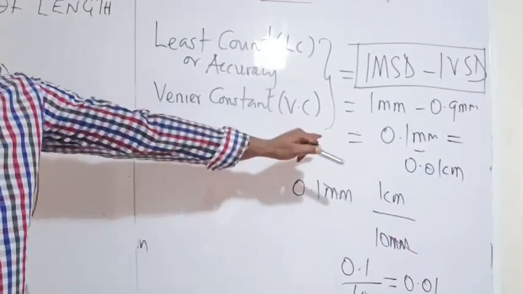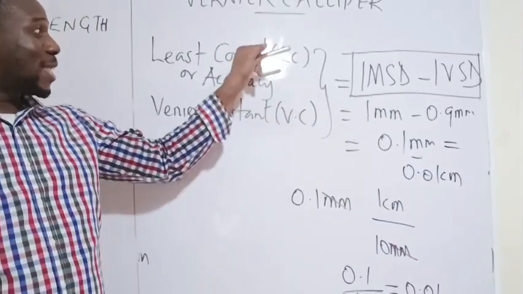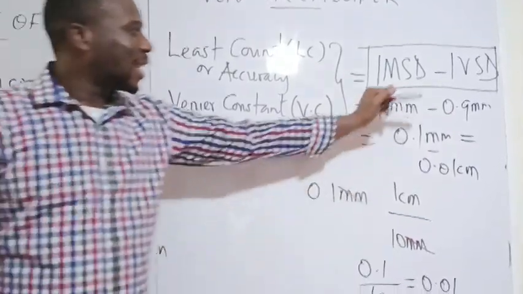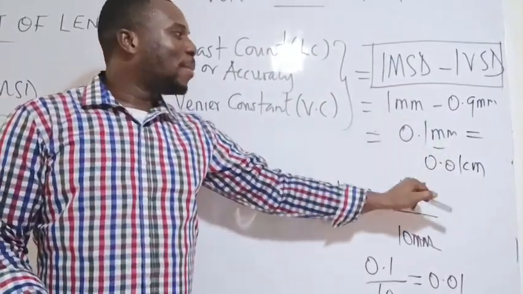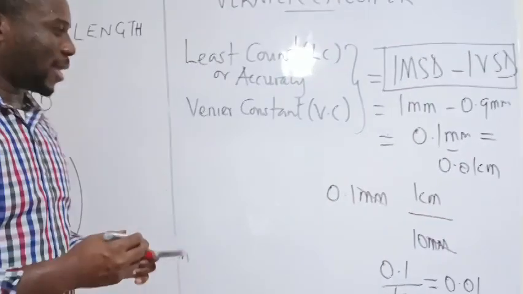So this was what I talked about earlier when I talked about the accuracy of the Vernier caliper, that it could measure to 1/10 of a millimeter or to 1/100 of a centimeter.